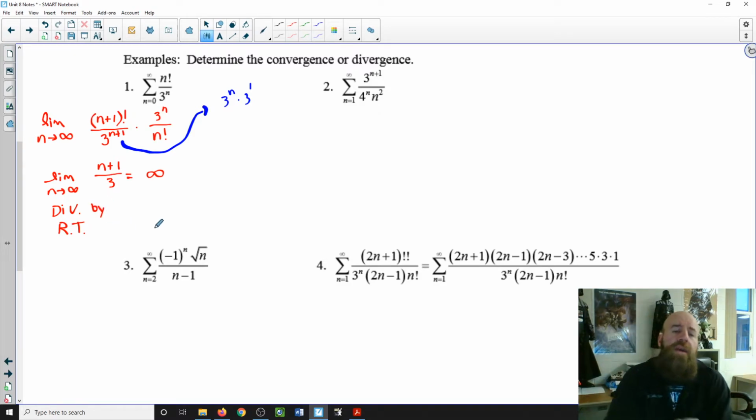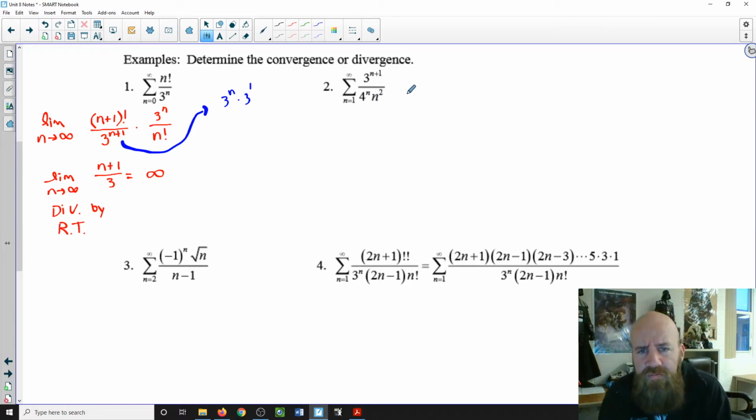Alright, I wanted to show you this just for the purposes of showing you how the ratio test works, but if you took the original and you did the nth term test, so we're taking the limit of just this, we know that the top's going to grow faster than the bottom. We know factorials grow faster than exponentials, so we could have said it diverges due to the nth term test, and you would be done. I just wanted to show you how the ratio test works.